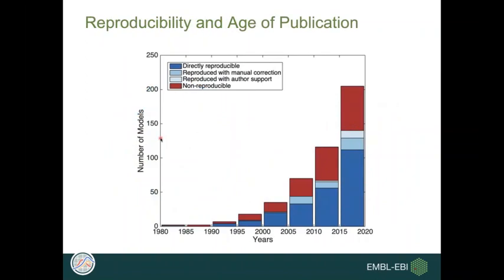When we looked at the publication year and the reproducibility, there isn't a big difference, but you can see that the proportion of non-reproducible models is more or less the same across several years, roughly.